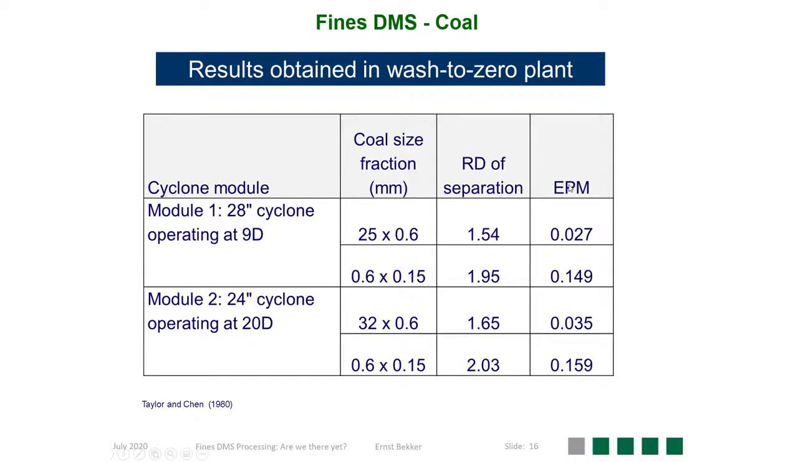The results produced did not look too promising, although we could see that there was some separation taking place. If you look at the EPM values, remember the EPM values, the smaller the value, the better the separation efficiency. If we look at the finer fraction, 0.6 to 0.15 millimeters, the EPM values were relatively high. So that was not optimal, but it indicated some separation did take place.